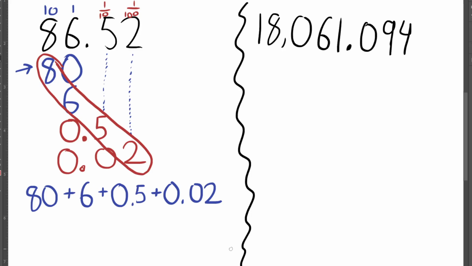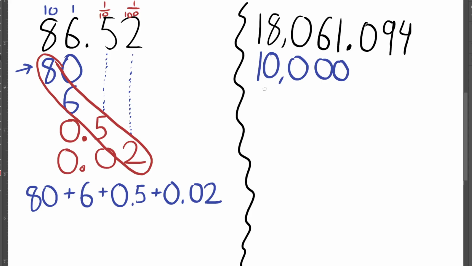Moving on to our second problem, we have 18,061 and 94 thousandths. Just like our last problem, we're going to start with our first place value and move our way down. So, starting with our biggest number, I know that there's a 1 over here. Everything afterward, up to the decimal point, is going to be a 0. Notice how these zeros line up.